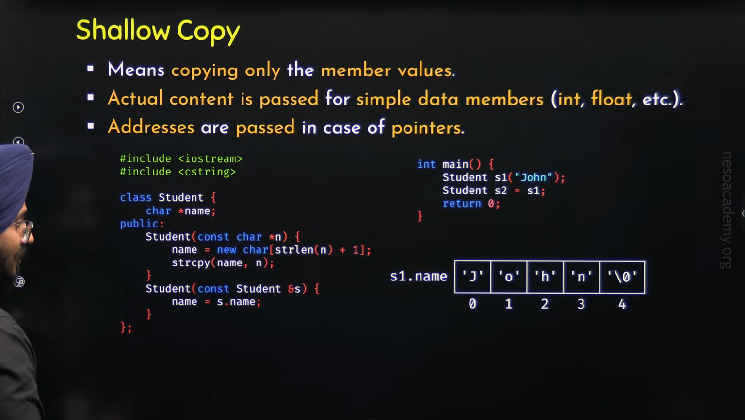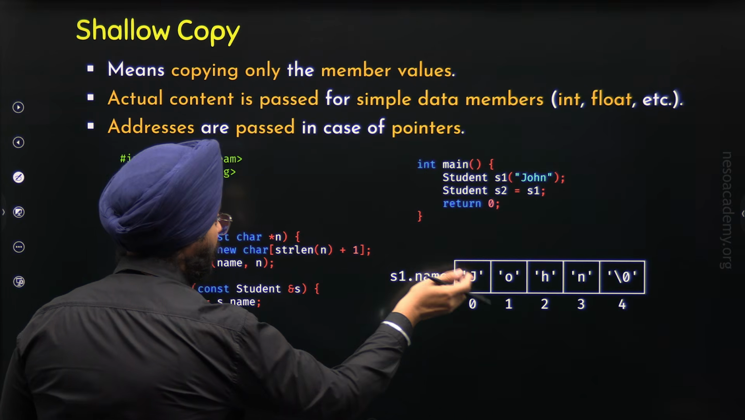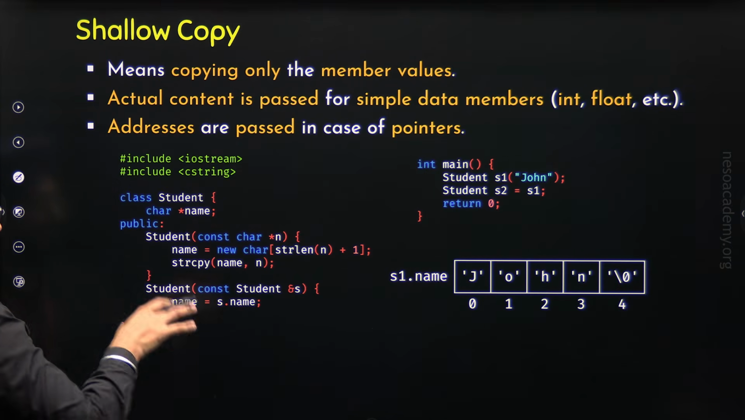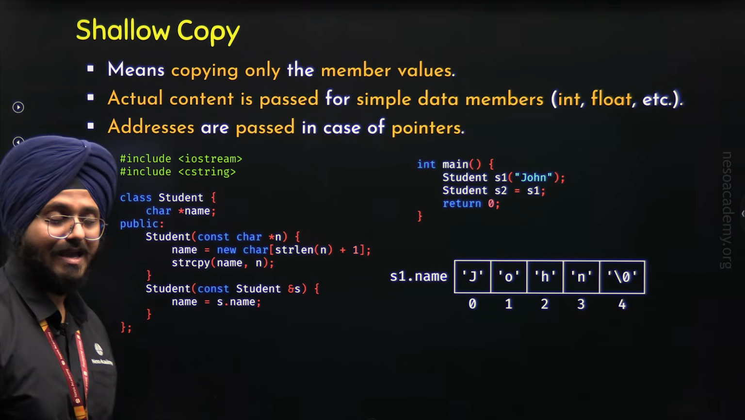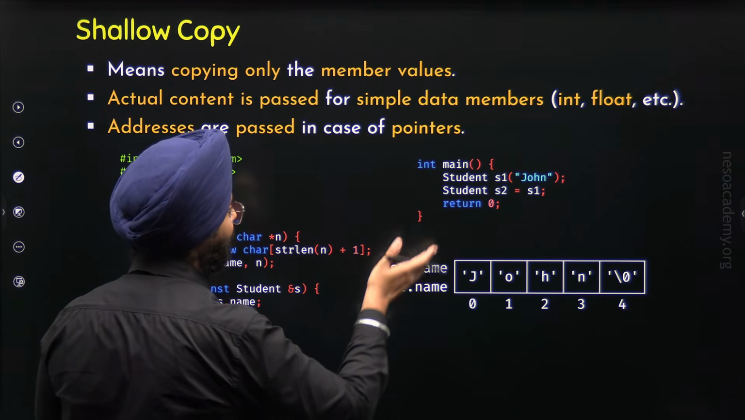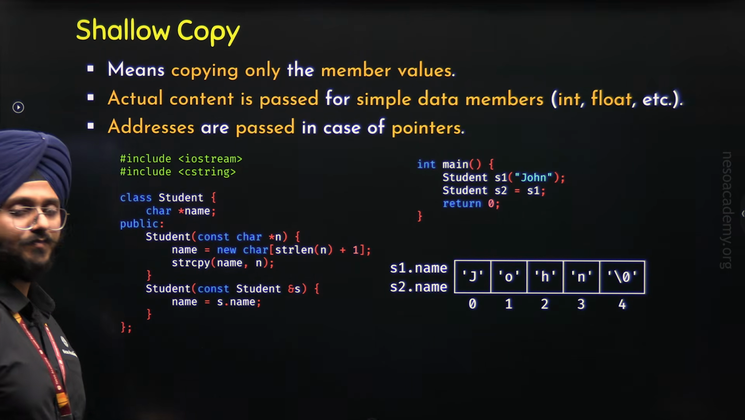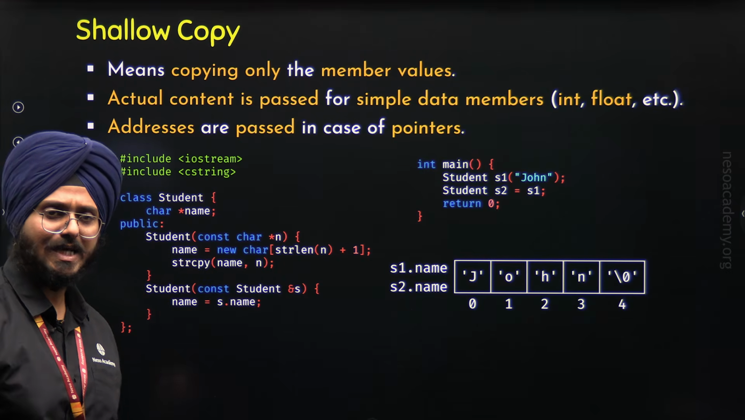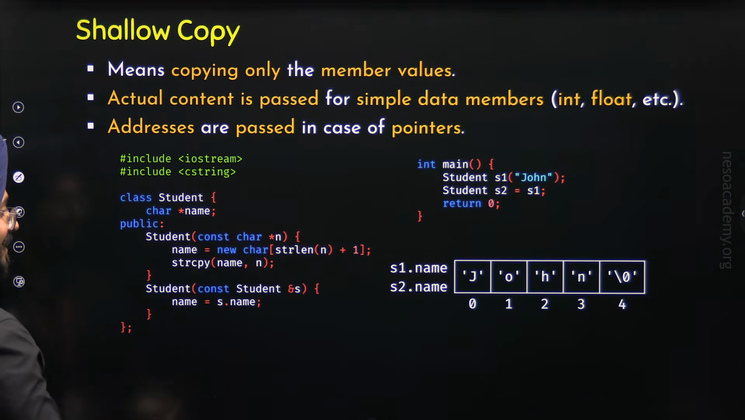The address stored in S1.name is the address of the first block of this array. Now S2.name is also holding the same address. Therefore, we can say S2.name is just another name of the same array that is situated in heap. I hope this is clear to you. Now these two pointers are pointing to the same memory location, the same array.